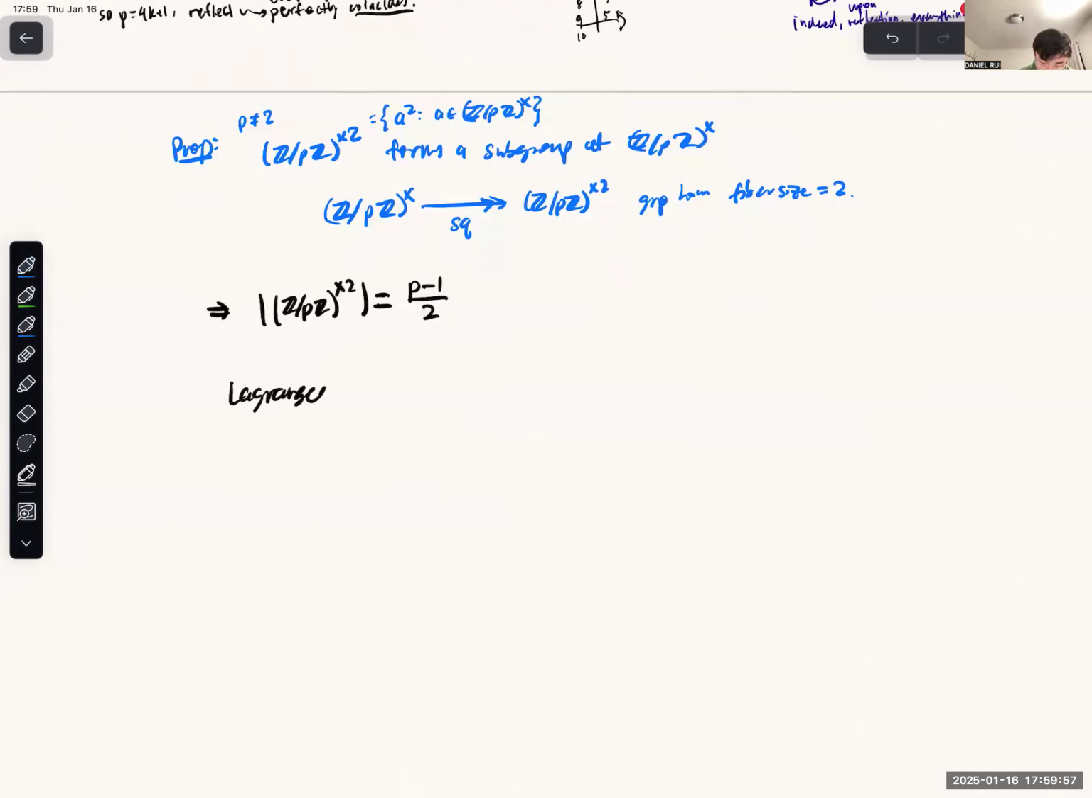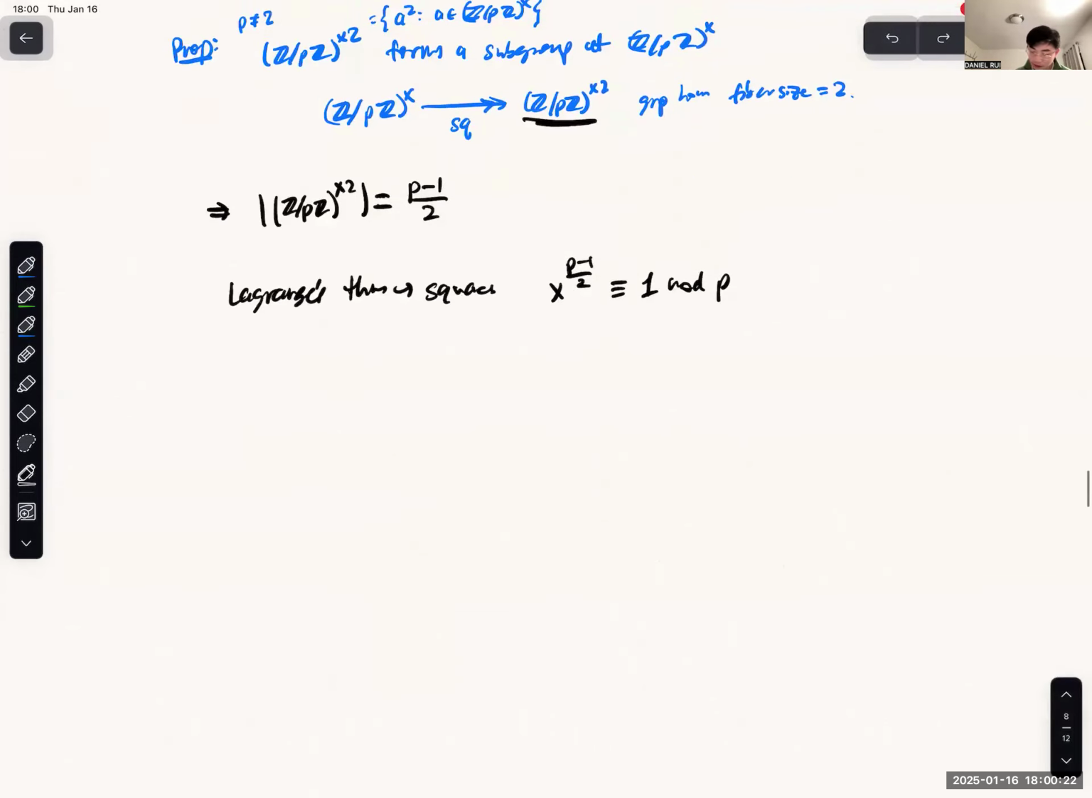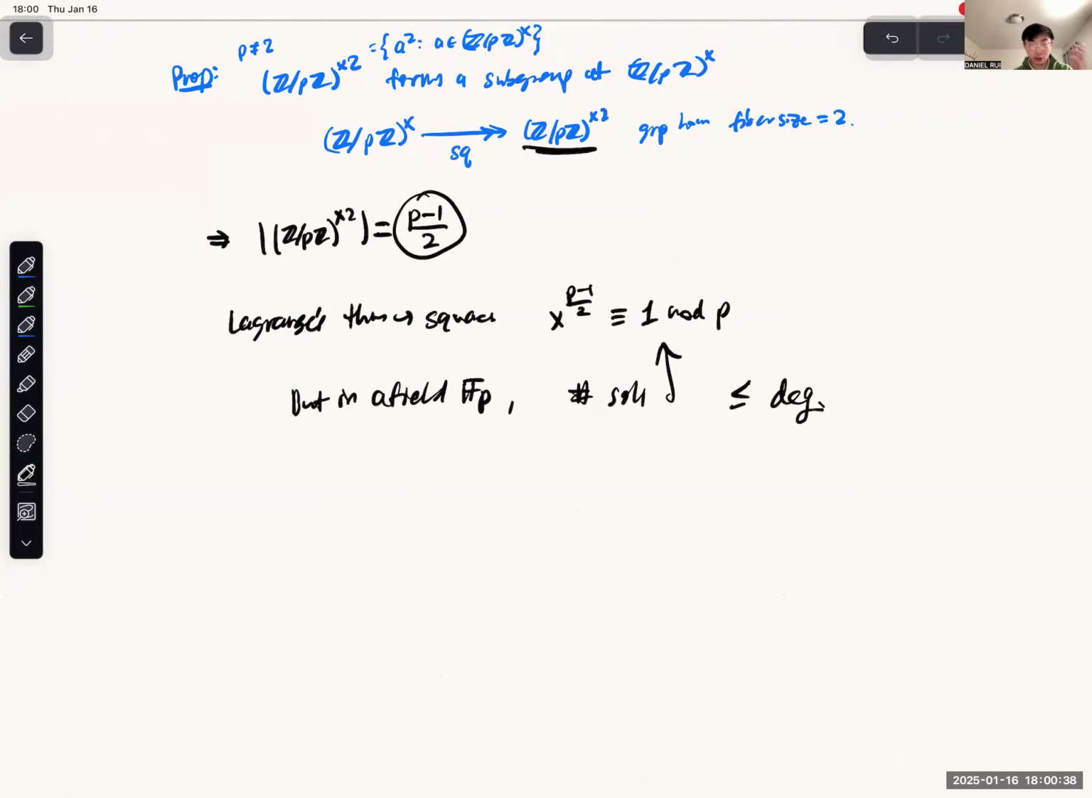Lagrange's theorem tells us that squares therefore will satisfy the polynomial equation x^((p-1)/2) is congruent to 1 mod p, right? This is the order of the group, and any element raised to the order of the group has got to be 1, the identity. Okay. But in a field such as Fp, the number of solutions to this type of equation is bounded by the degree. Okay. But I have already found for you precisely (p-1)/2 solutions to this thing. Okay, it's all the squares.